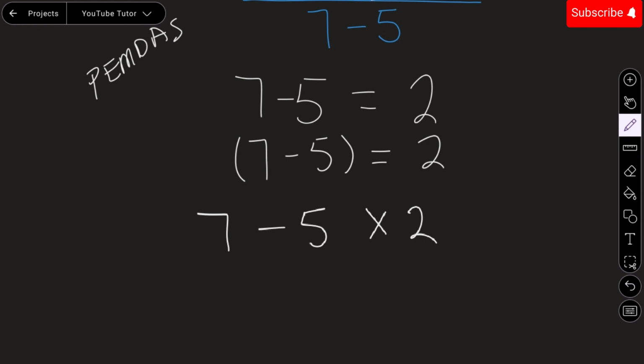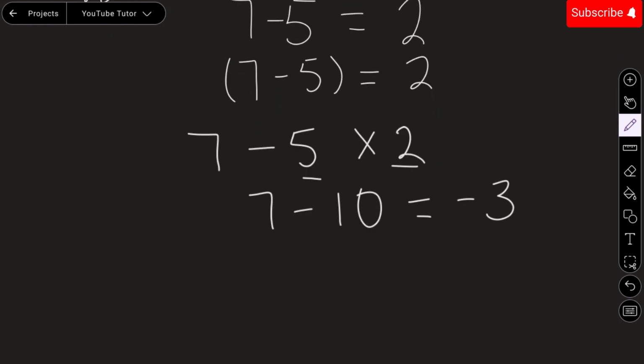is what is left. Because there is multiplication before subtraction, we are going to multiply 5 times 2. So now we get 10. So 7 minus 10 gives us -3. So that's for the numerator.